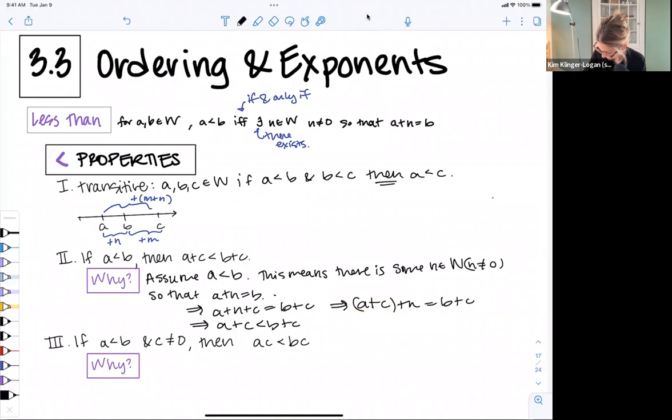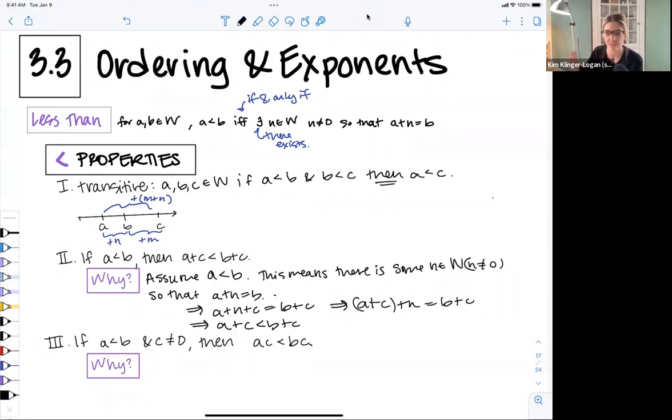Okay, the last property that we're going to talk about with regards to ordering: if we assume that A is less than B again, and we also assume that C is non-zero, then if I multiply by C on both sides, A times C is less than B times C. Now this one, of course, only holds if C is a whole number. If we're talking about negative numbers, the inequality might switch, but we'll touch on that later on in the course.